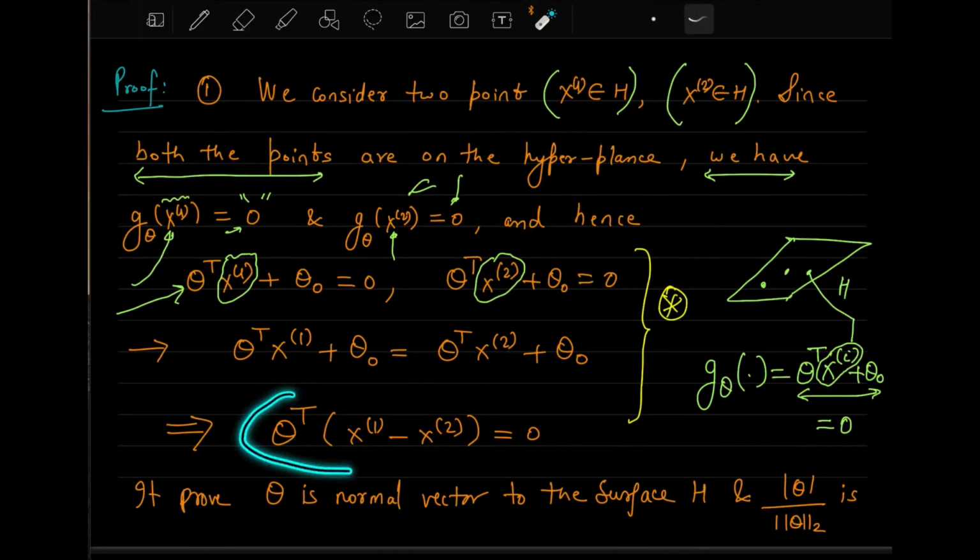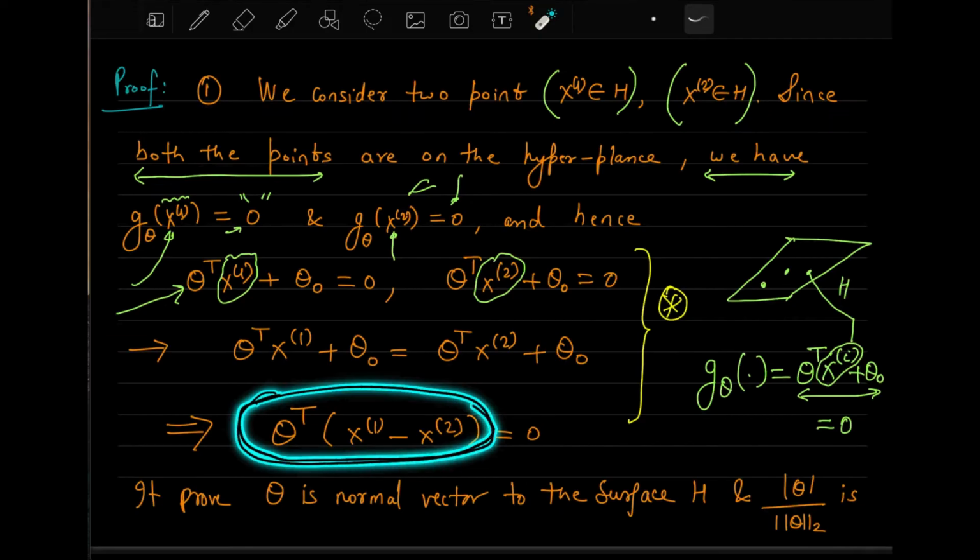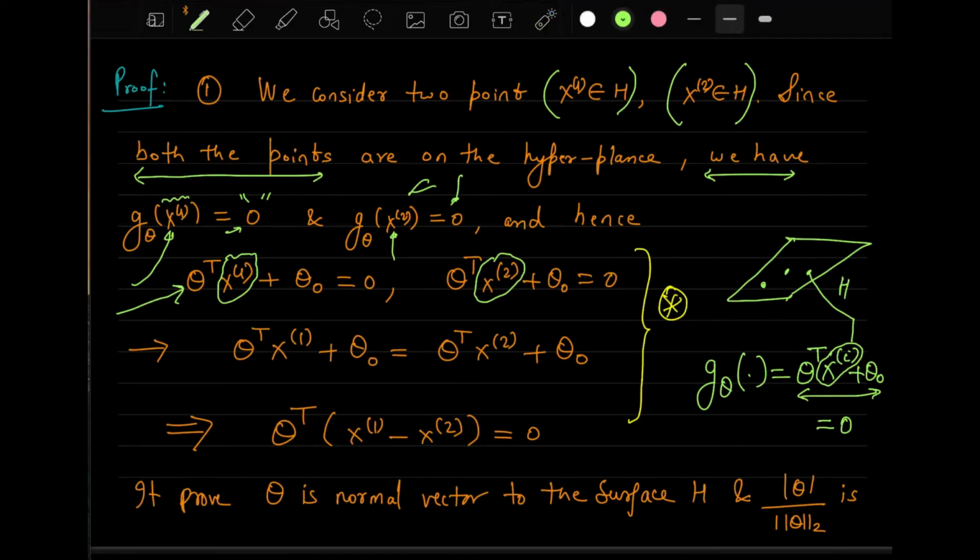After manipulation, what you will get is this. Once you have this, can you tell me, on the basis of this, how can we say that theta is normal to x1 minus x2? You have this point as x1, and this point is x2. There is a vector which is connected between the two, because it's a difference between x1 and x2, and the vector theta transpose, and there is another vector theta. Once you take theta transpose of x1 minus x2, the value is 0. Then what can you say about the vector theta based on this condition?